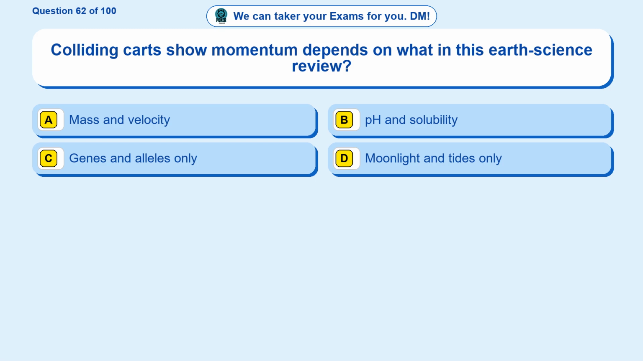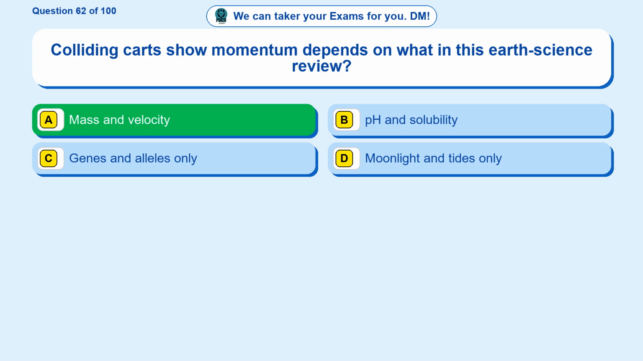Question 62. Colliding carts show momentum depends on what in this Earth Science Review? Option A, mass and velocity. Option B, pH and solubility. Option C, genes and alleles only. Option D, moonlight and tides only. The correct answer is option A.